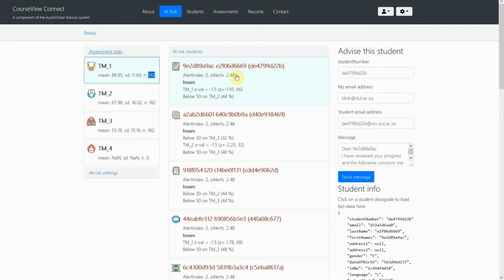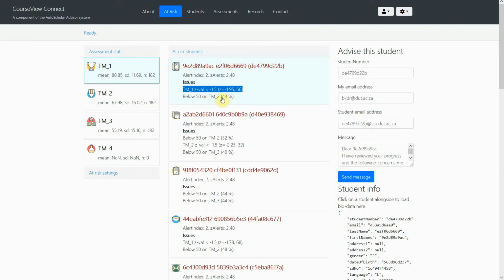If we take a closer look at one of these students, we see that the alert index shows us that there are two alerts for this student based on the at-risk settings. Under issues we see that the z-value for TM1, which is test mark 1, is less than -1.5. The z-value is the number of standard deviations away from the mean, so the student's mark here is significantly lower than the mean, even though the absolute value of the mark being 66%, is not typically thought of as low. That's because the mean mark for test 1 is close to 89% with a standard deviation of around 12. Since this student has only achieved 66% in this test, which is almost 2 standard deviations below the mean, we know we have to count this as a very low mark.